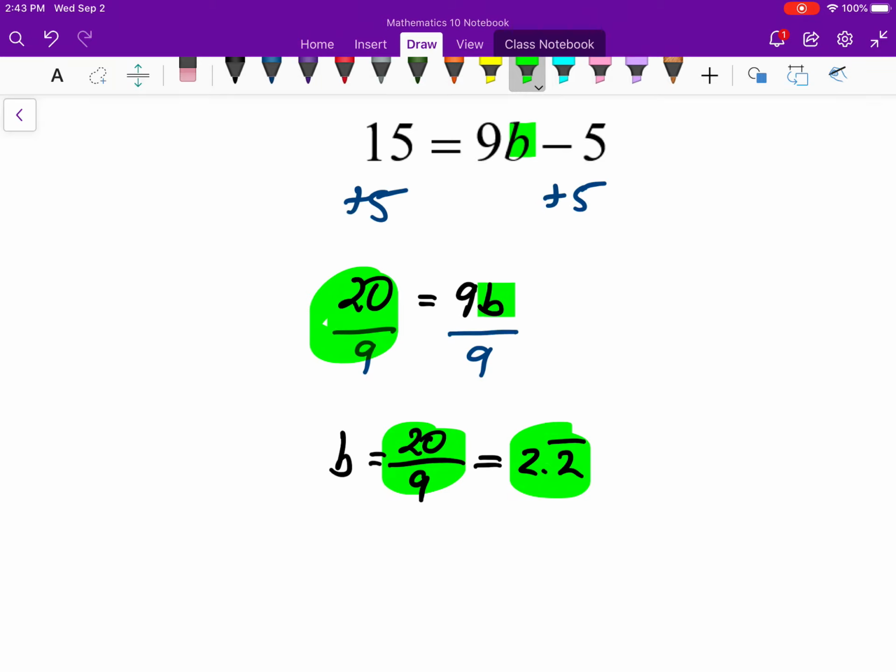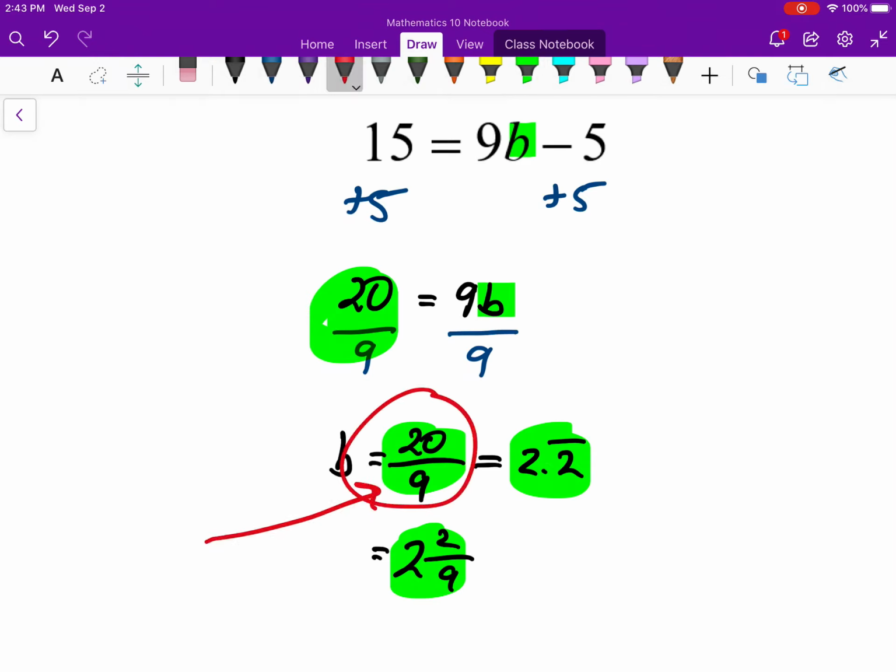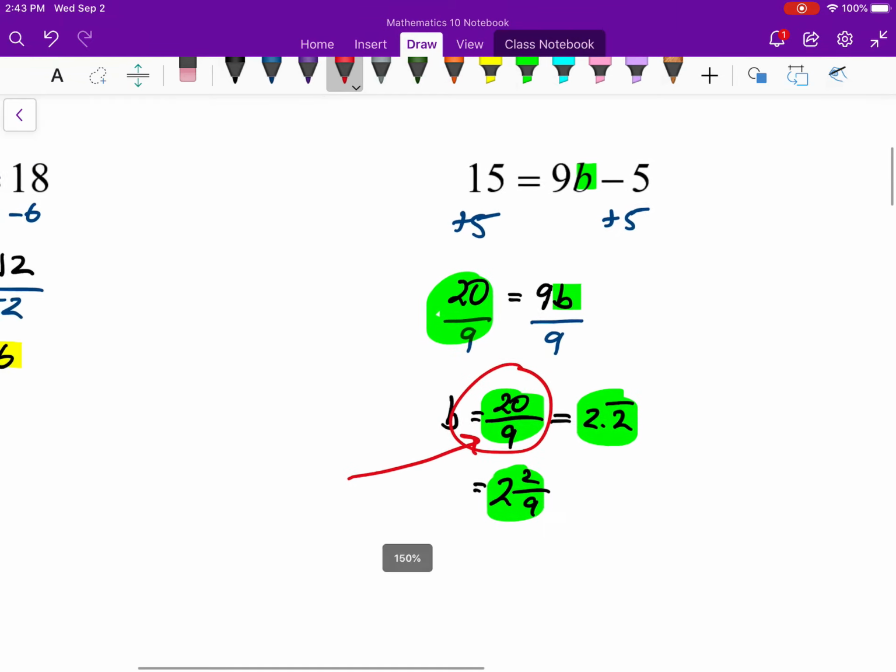If you're tempted to change this to a mixed fraction, a mixed number, in this case, that would be 2 and 2/9. That is correct, but I wouldn't really advise it. Going forwards, this is the one I like the best, the improper fraction. It's in lowest terms. I mean, they're all correct. All three answers you see there are correct. But going forwards in this course and future courses, just stick with an improper fraction in lowest terms, unless you're asked to do something different.